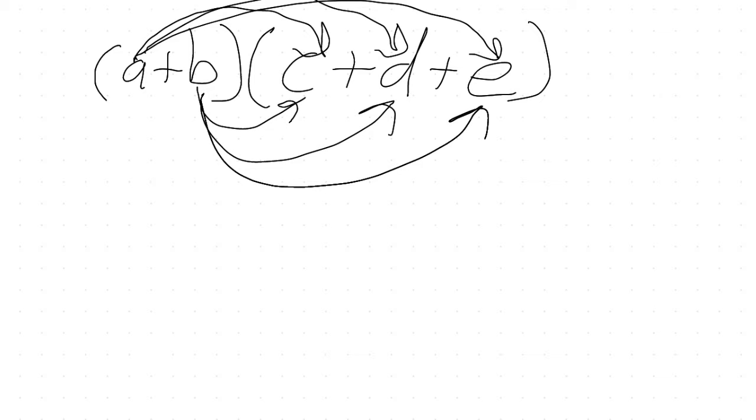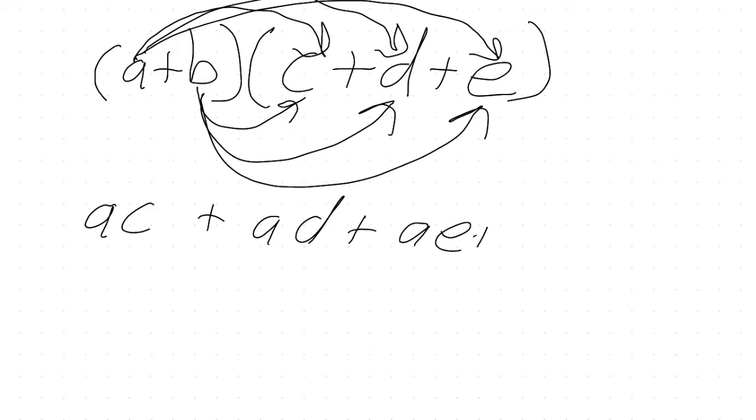So here's what I'm going to do. First thing is A times C. The next thing is plus A times D. The next thing is plus A times E. Then plus BC, there should be a C there, plus BD plus BE. There you go. That's the whole thing.